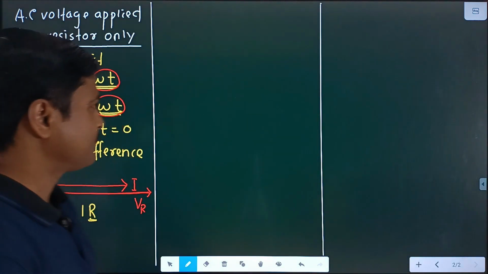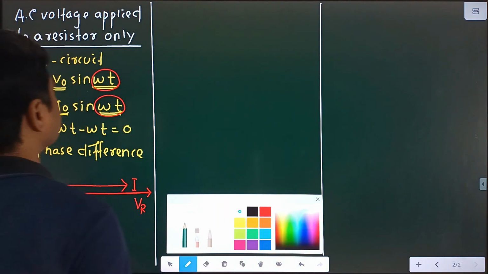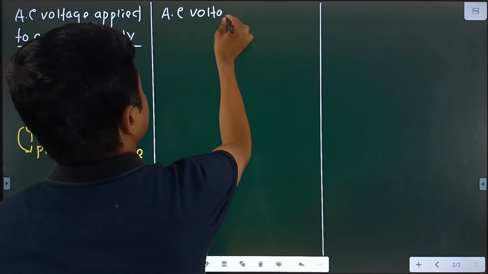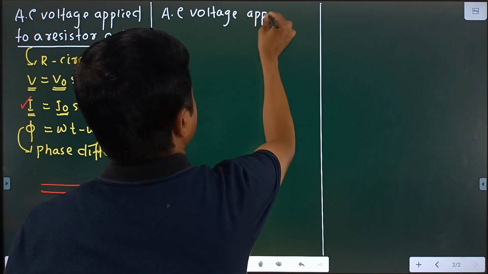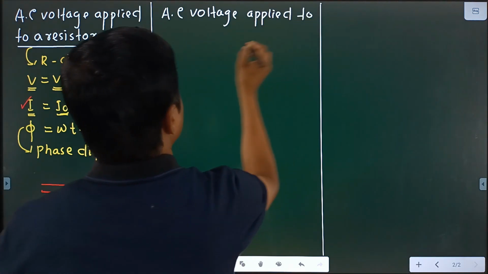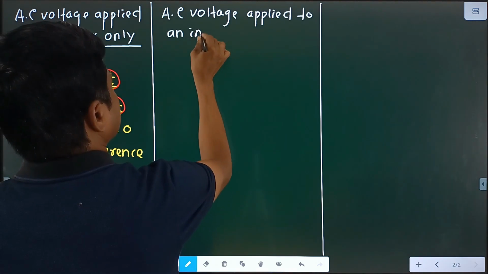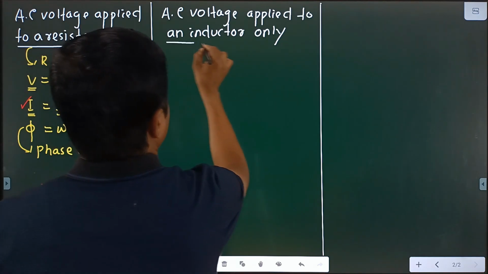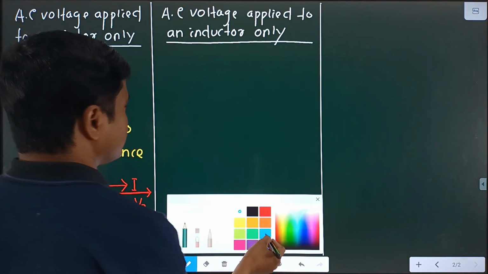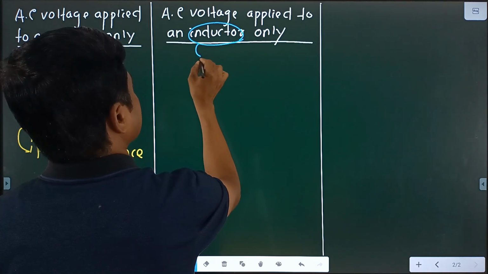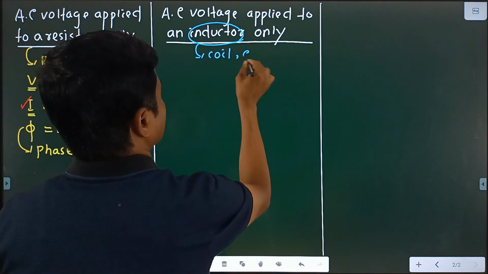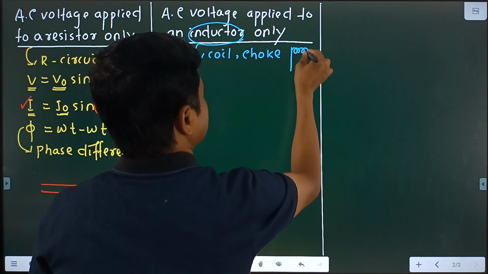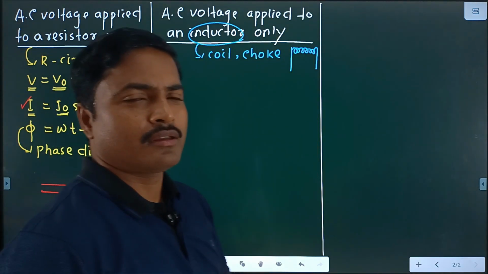Similarly, in case of the L circuit, we write AC voltage applied to one inductor only. An inductor may be your coil or your choke. These are examples of an inductor, and this is the symbol of an inductor. Clear?